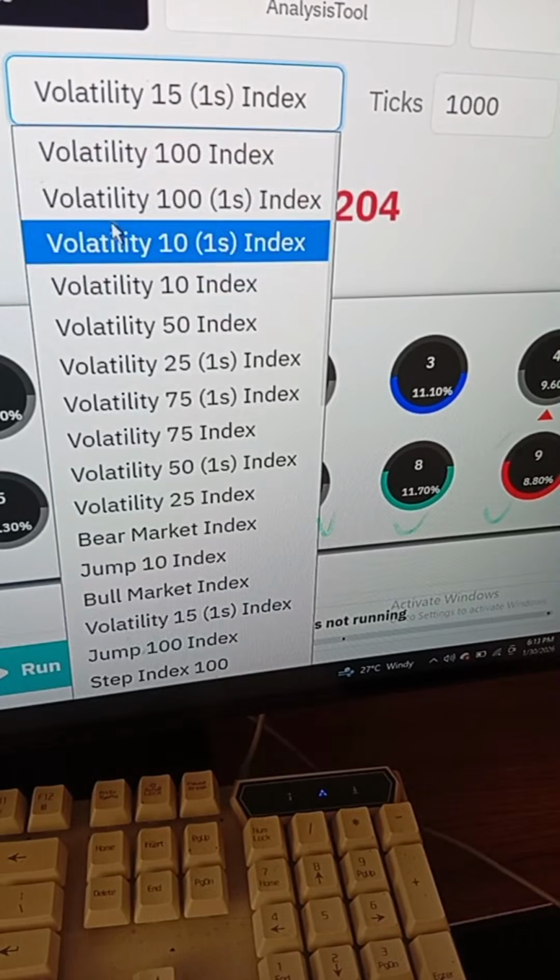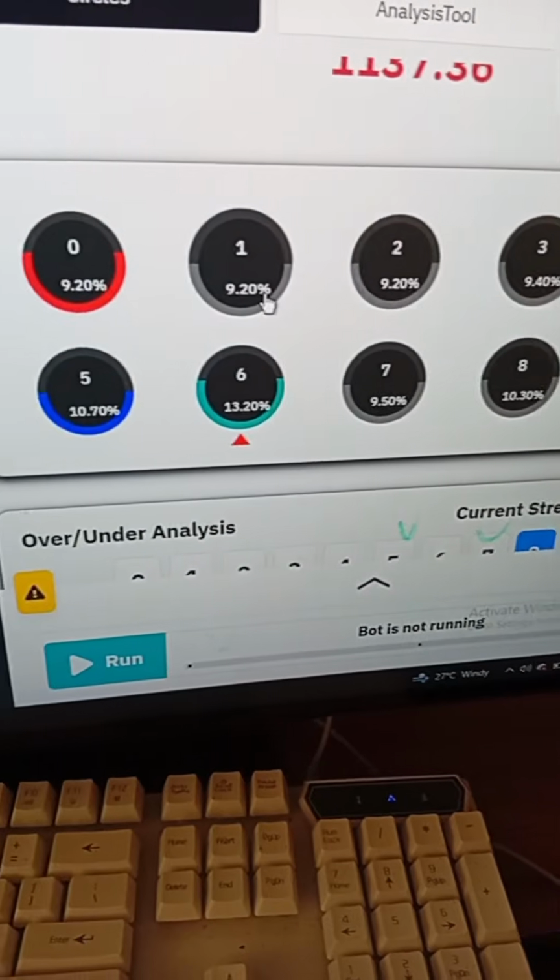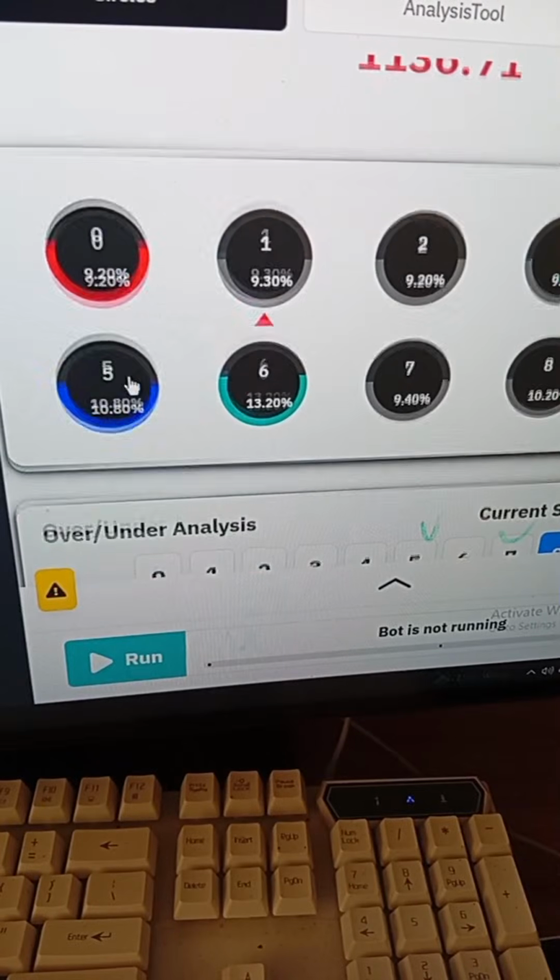100 index over 1, Enzo, I appreciate you. Let me check it out. 100 index over, is it over 1? All right, guys, let us check it out.